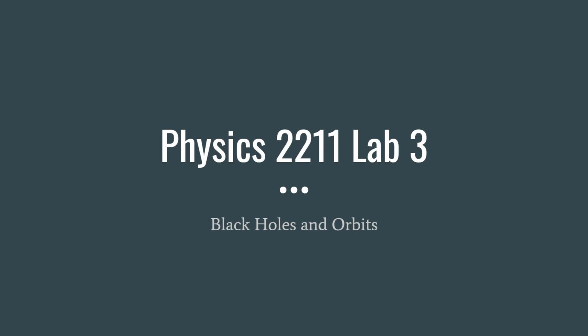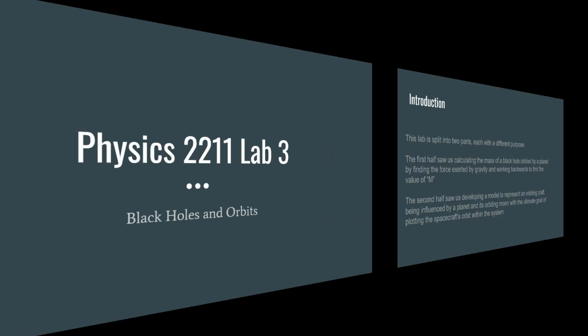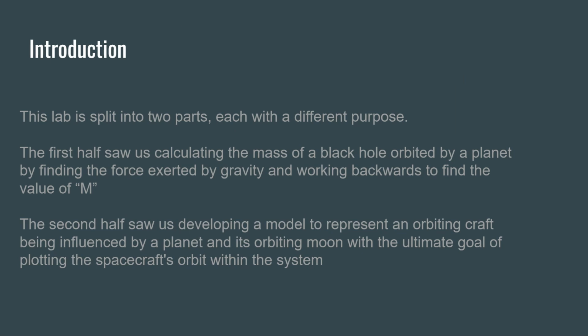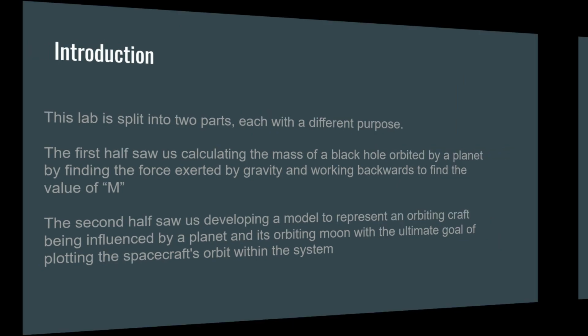Hello and welcome to my Physics Lab 3, Black Holes and Orbits. As an introduction, this lab is split into two parts, each with a different purpose. The first half involves calculating the mass of a black hole orbited by a planet, by the force of gravity, and then working backwards. The second half of the experiment involves developing a model to represent an orbiting craft being influenced by a planet and its orbiting moon, with the ultimate goal of plotting the spacecraft's orbit within the system.